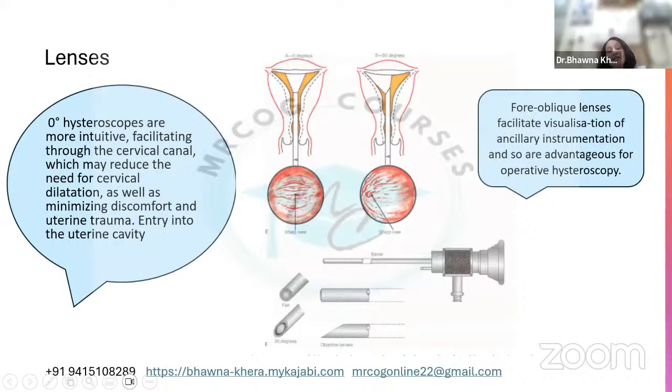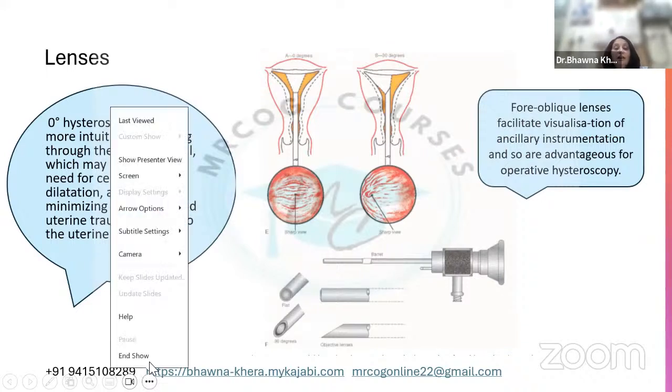Now, what about the lenses? We can have a 0 degree where we go directly straight. You see here, you are going directly straight and your lens is flat, that is 0 degree. So you can see your area right away, and the picture is directly looking at this funnel, right? So you are looking straight at it. This is the 0 degree one.